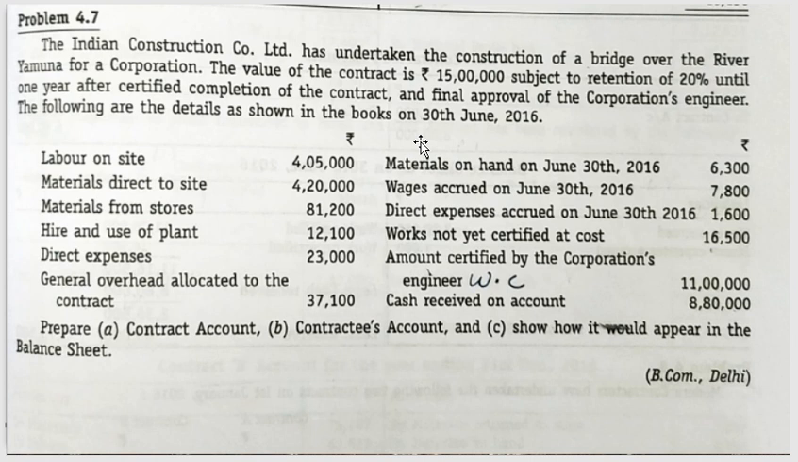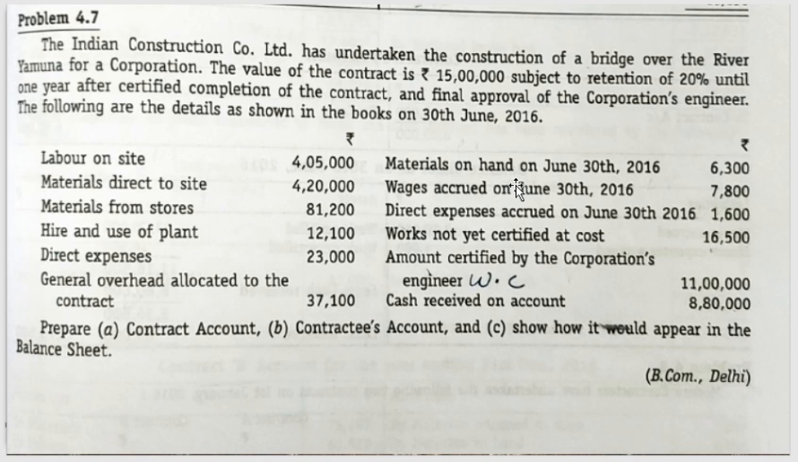So here in this problem they have asked us to show how these items will appear in the balance sheet. So let us first prepare our contract account. The items which are required to be classified in the contract account will be labor on site, materials direct to site, materials from stores, hire and use of plant, direct expenses, general overheads. All these items will be appearing in your debit side.